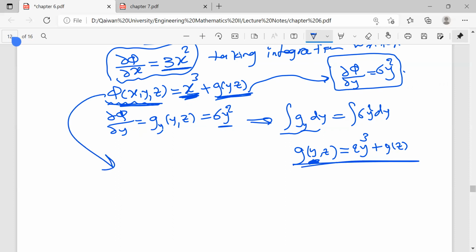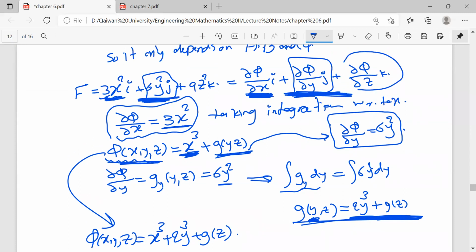Here phi of x, y, z equals x cubed plus g of y, z, which equals x cubed plus 2y cubed plus g of z. This is phi of x, y, z. Now we still have g of z. We must find it. How? We say from the third component here, it equals the third component here.